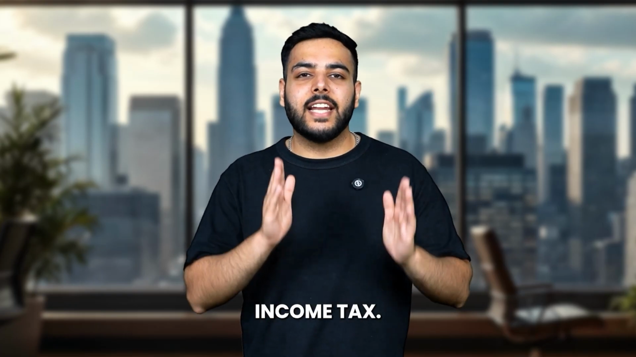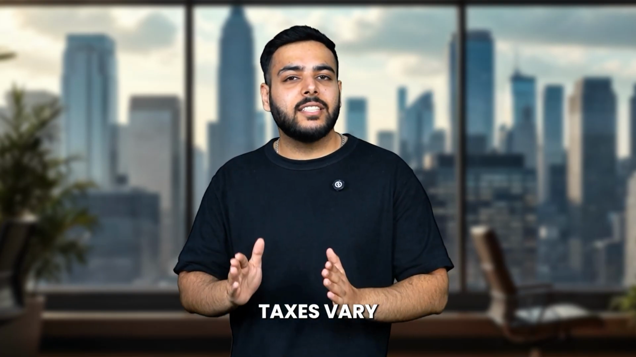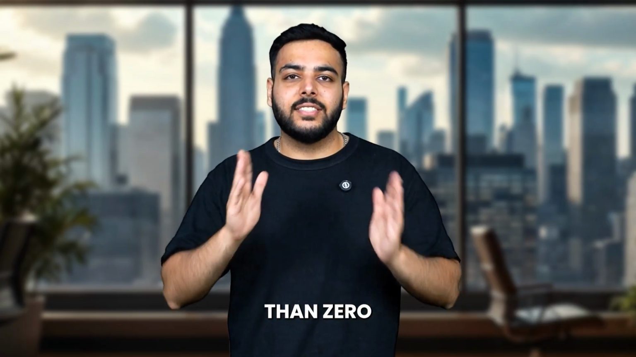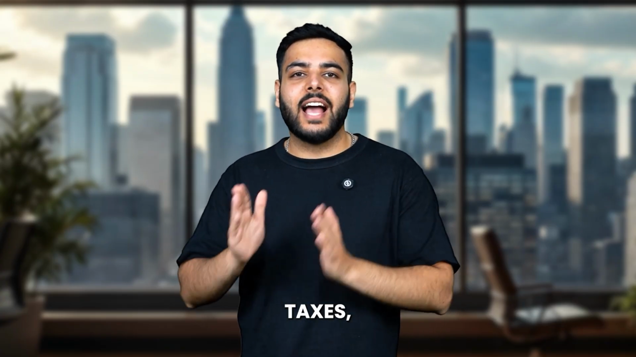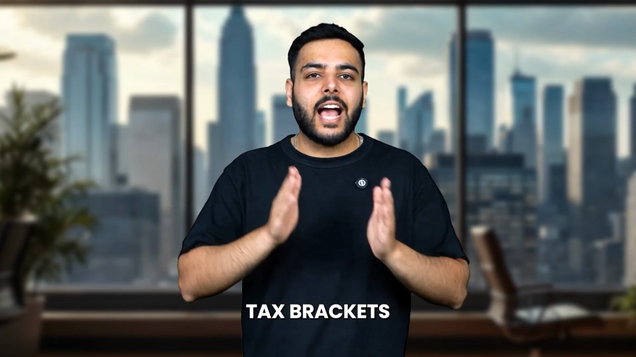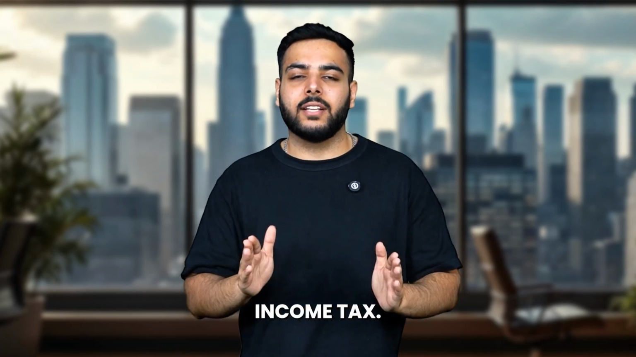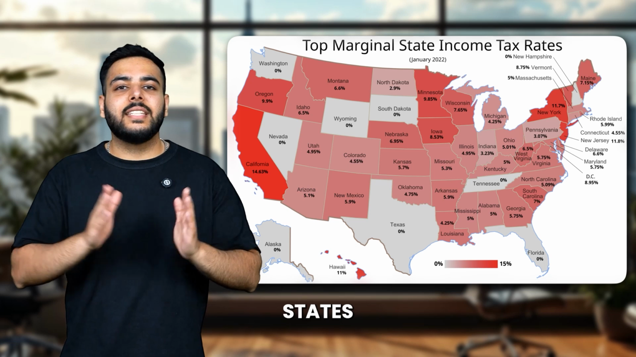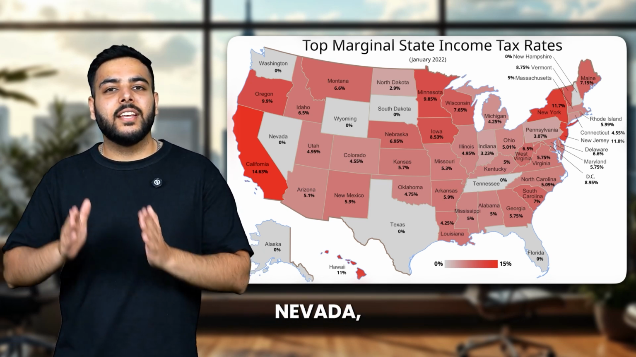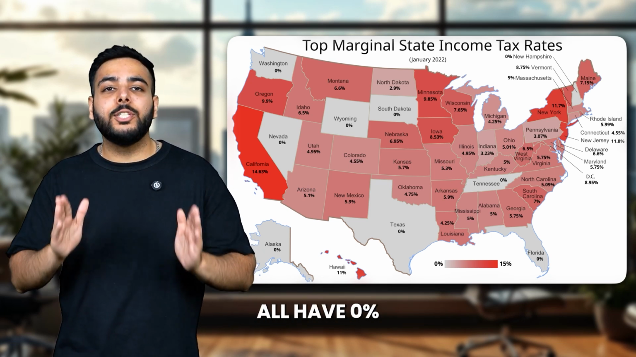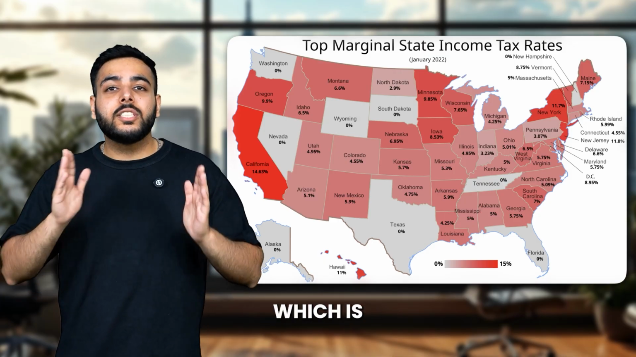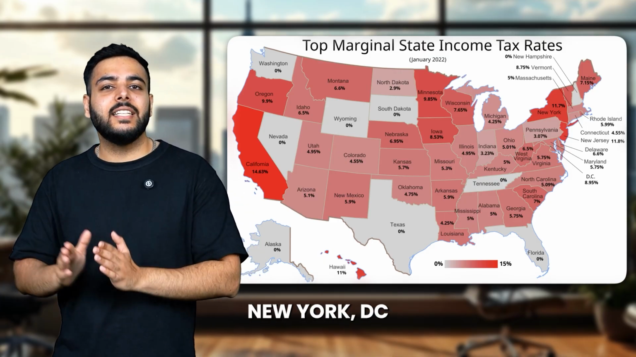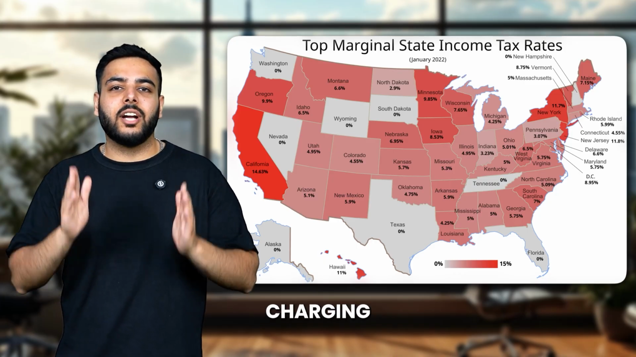Let's cover the state income tax now. State taxes vary a lot in the US. Most states which have a state tax greater than zero also have progressive taxes, just like the marginal tax brackets of the federal income tax. This graph shows us the maximum tax bracket for each state. States like Washington, Texas, Nevada, Florida all have 0% state income tax, which is great. And unfortunately, states like California, New York, DC are some of the highest income tax charging states.